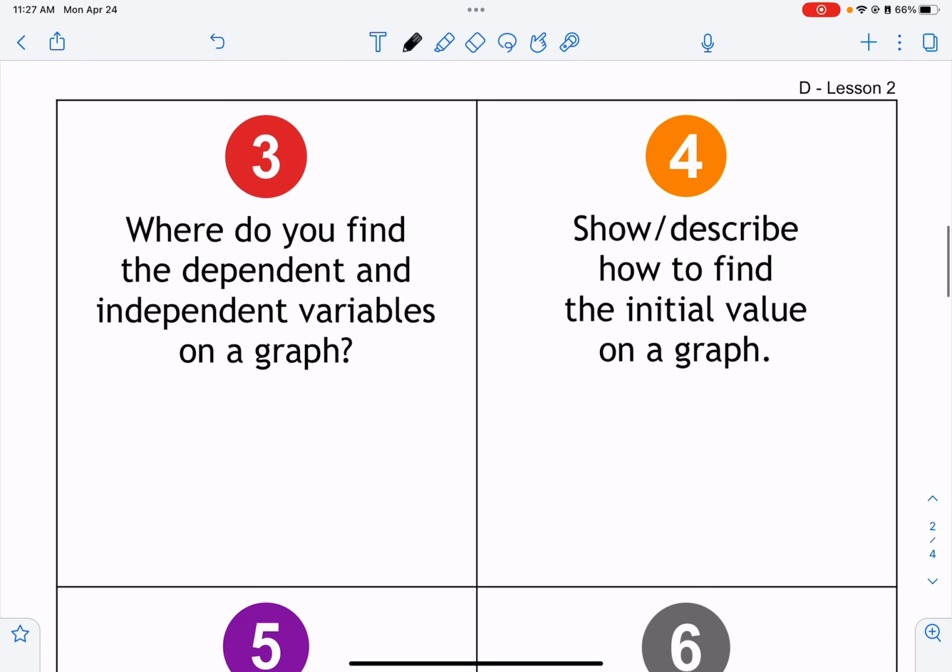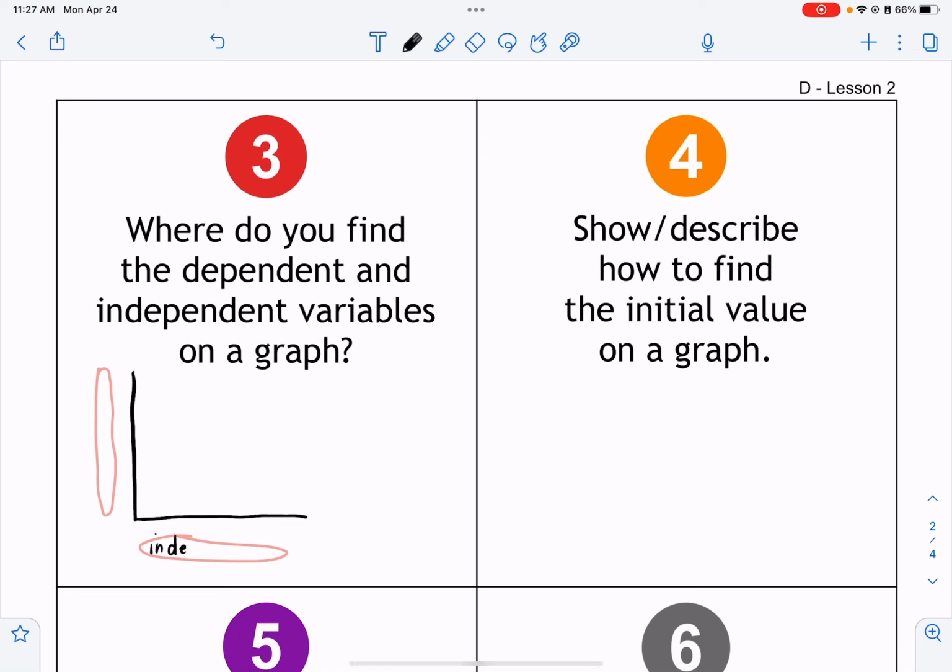All right, next up here. Where do you find the independent and dependent variables on a graph? In a graph that looks like this, they are usually going to be labeled on the axes, usually as the titles on the axes, right? So one will be the vertical one, one will be the horizontal one, but which one is which? The independent is always the horizontal one. The dependent is always the vertical one. Right, so chances are if you look at those names on the graph, that will indicate to you what the dependent and independent variables are for your relation.